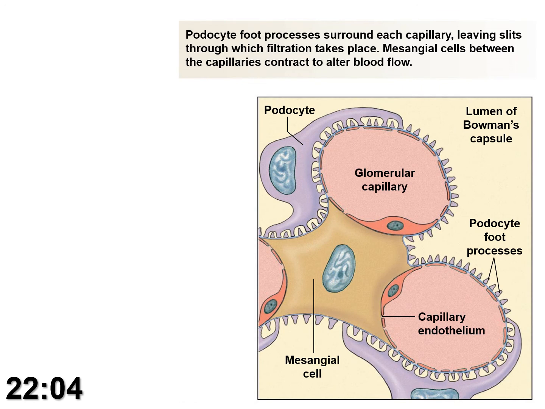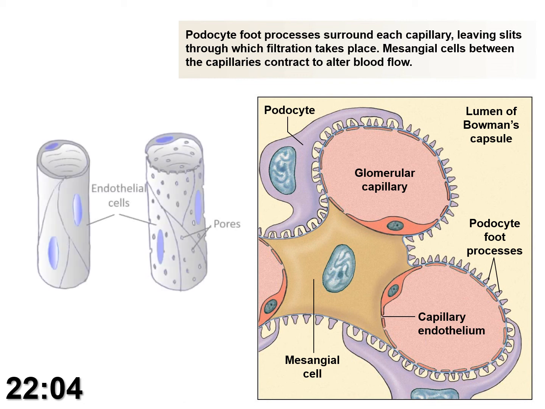If we zoom in a little bit over here on the right into the glomerulus, what you'll see is that we have these capillaries. And these capillaries aren't normal continuous capillaries that we see, say, in the skeletal muscle or the central nervous system or other tissues. These capillaries are, in fact, fenestrated. So let's look at a picture here.